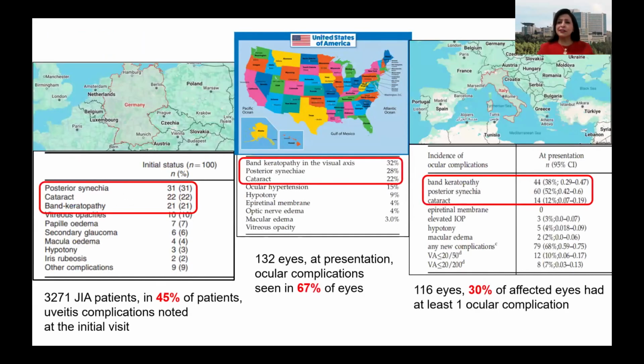So as we have seen from publications around the globe, ocular complications do occur in a significant percentage of patients at the initial visit. You see on the left a study from Germany, in 45% of the patients, uveitic complications were noted at the initial visit. In one study from the United States, 67%. In one study from Italy, 30% had at least one ocular complication. And in all these studies, the three most commonly encountered ocular complications are posterior synechiae, cataract, and band keratopathy.